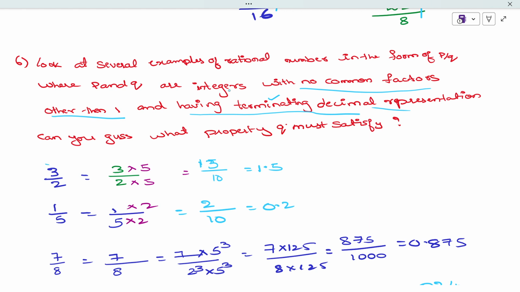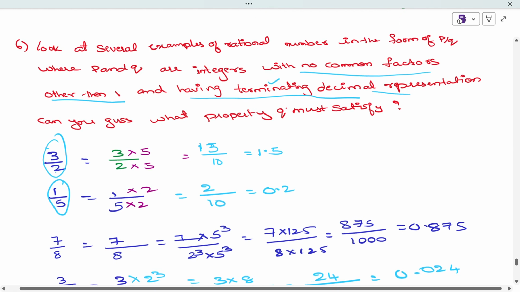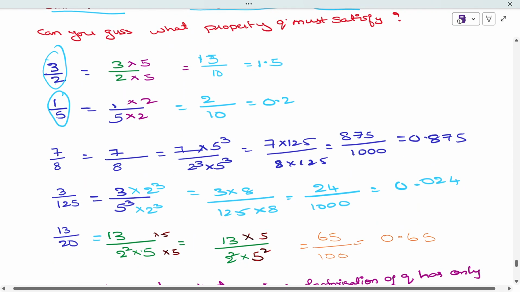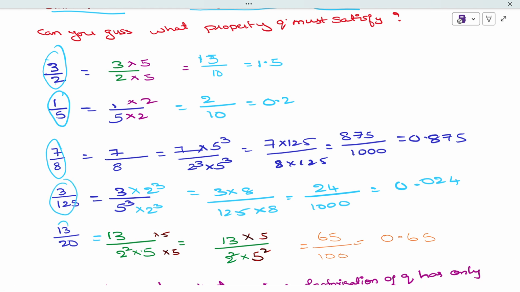Now I am taking P by Q form, where we have only common factor 1. Here also, 1 by 5, common factor is 1. 7 by 8, common factor is 1. 3 by 125, common factor is 1. 13 by 20, common factor is 1.